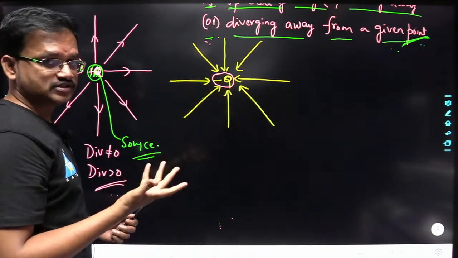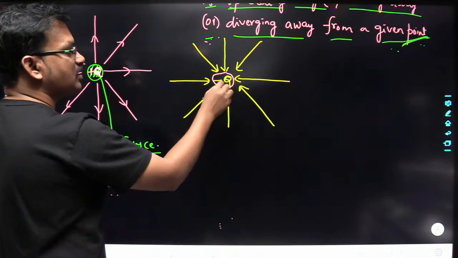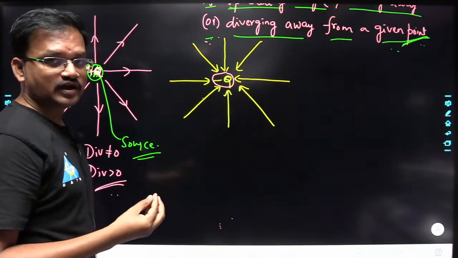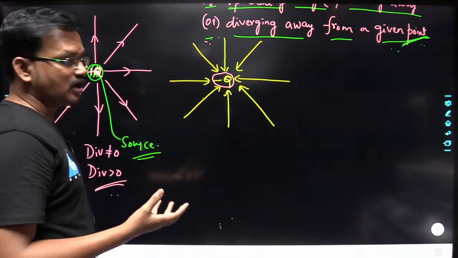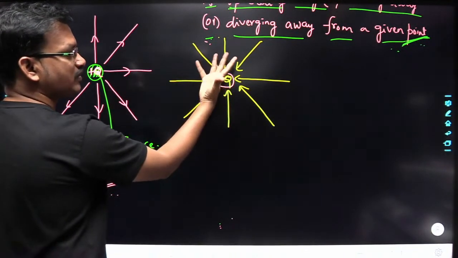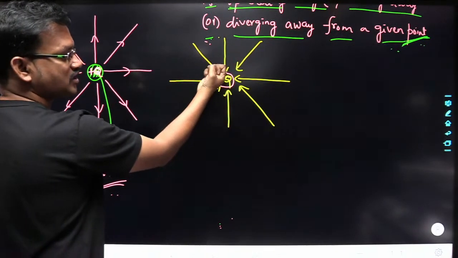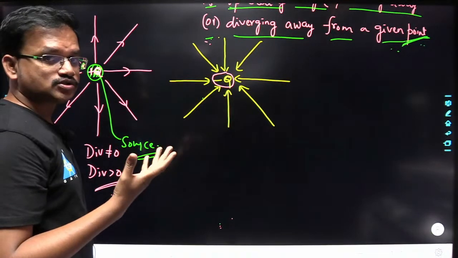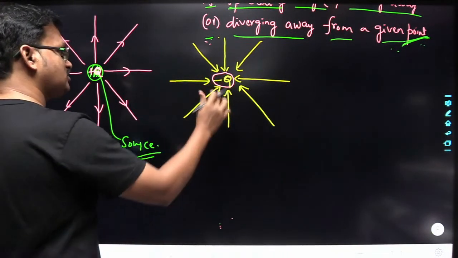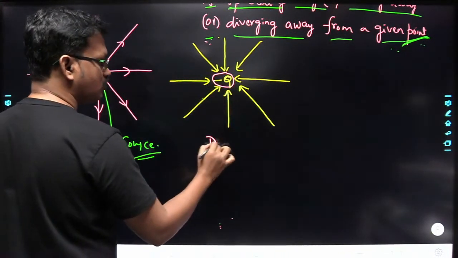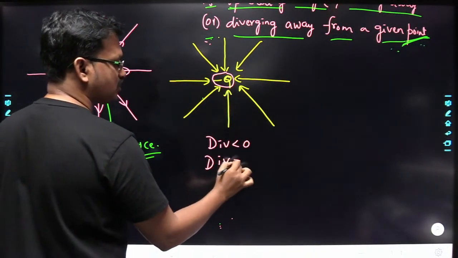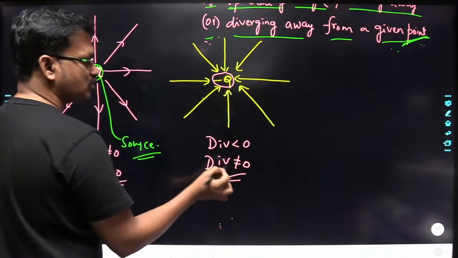So convergence is opposite to what? Opposite to divergence. So if you try to determine the divergence at the location of minus q, what divergence value are you going to get here? Negative. Yes or no? Because here the field is not leaving, instead the field is converging towards this point. So convergence is opposite to divergence, and hence at this location you are going to have divergence less than 0, and at this location we will get divergence not equal to 0.